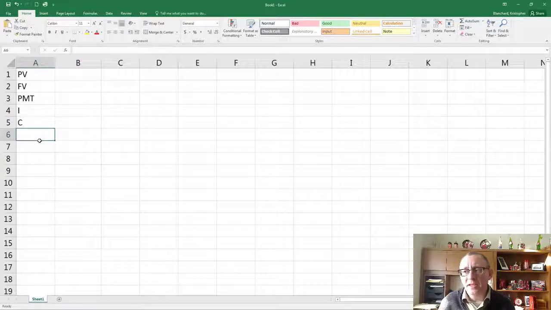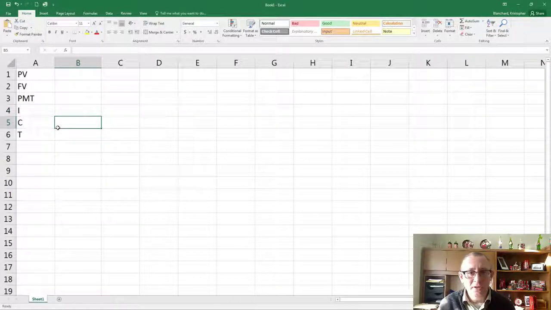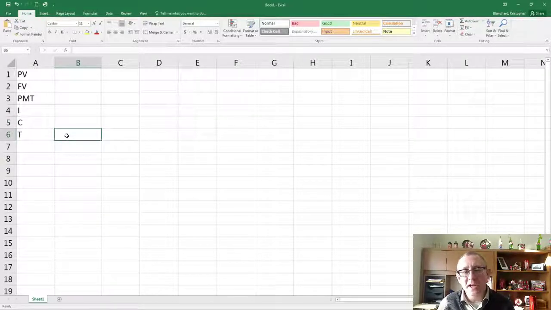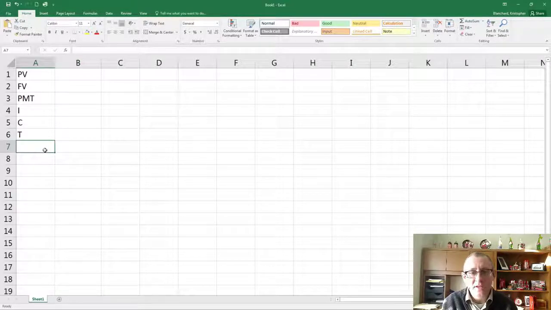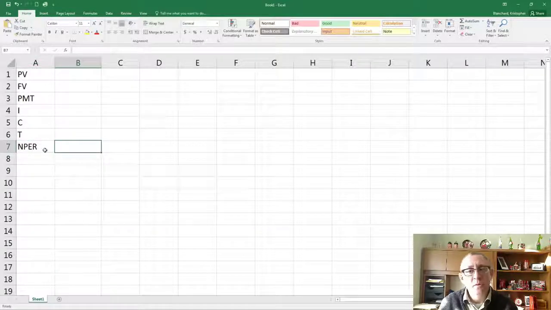Okay. The next thing that we have is this idea of T, which is time. So how long? And time is generally expressed in years. So as we go through here, we have the interest rate. I'm going to just format that as a percentage. C, compounding, which is how many times per year you are earning interest or paying interest. T, this idea of time, the amount of time, is generally expressed in years. And then there is this thing called MPER, which is number of periods or number of payments.